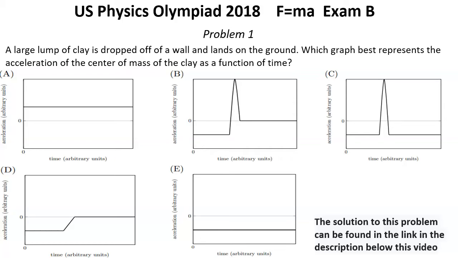US Physics Olympiad, year 2018. F equals MA. Exam B. This year, the exam was split into 2 different days, and you can participate in either day A or day B. That was the same condition for participation. 25 problems for 75 minutes.